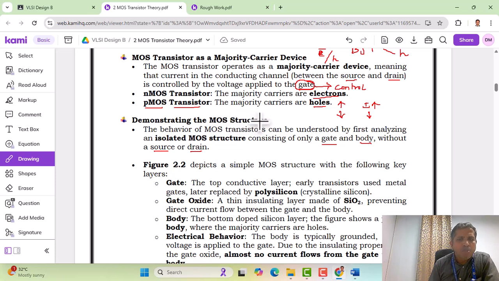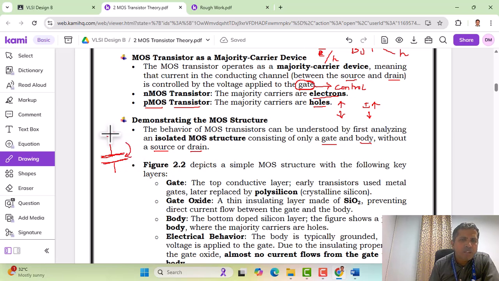MOS basically works on the principle of a capacitor. We already know how a capacitor works from our basic understanding. A capacitor is a device made up of two plates separated by a dielectric. That is the capacitor.